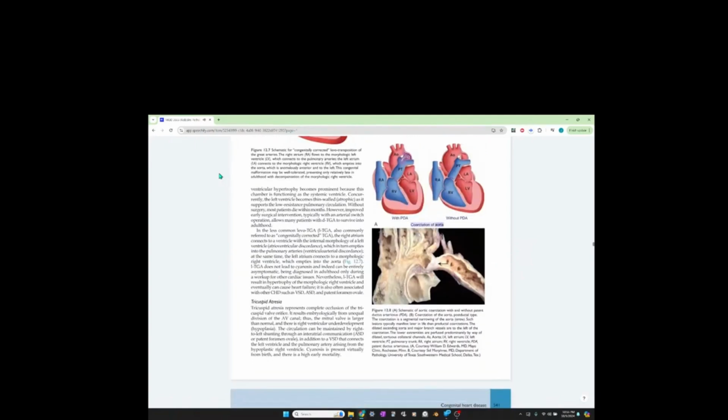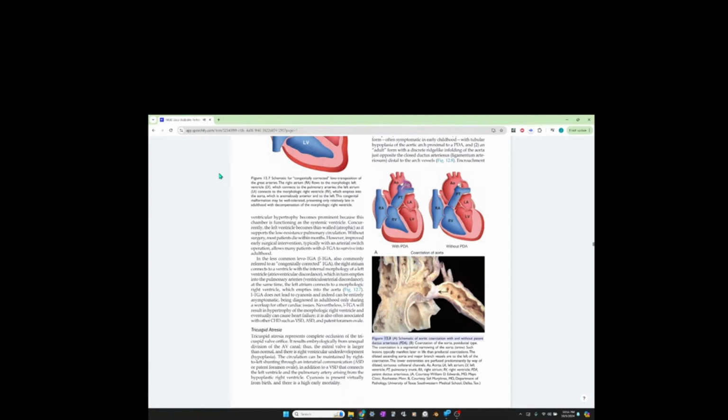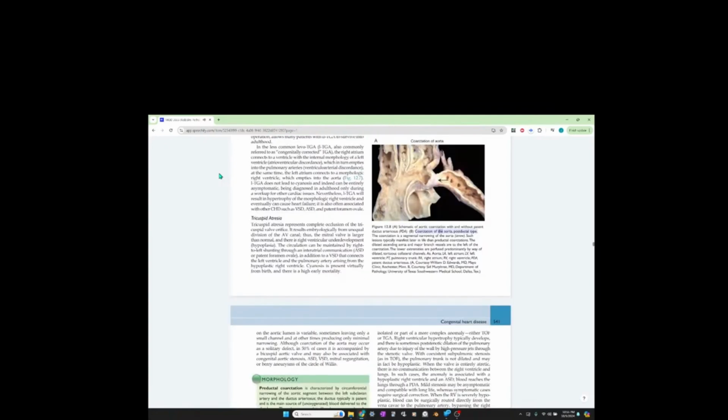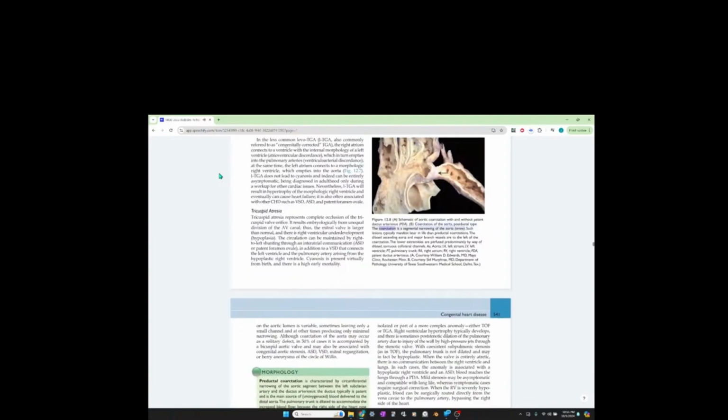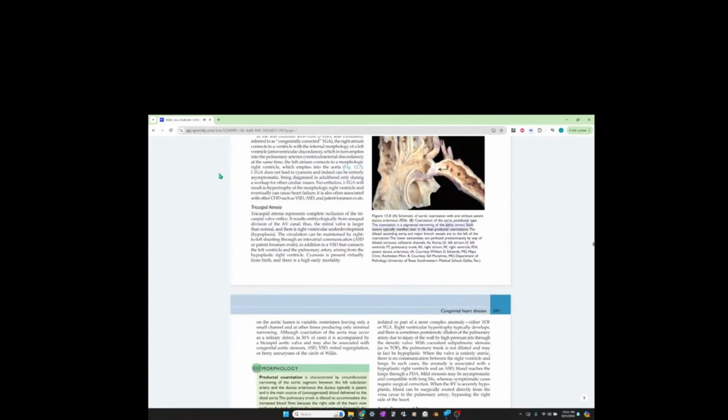Figure 12.8: schematic of aortic coarctation with and without patent ductus arteriosus. Coarctation of the aorta, postductal type. The coarctation is a segmental narrowing of the aorta. Such lesions typically manifest later in life than preductal coarctations.